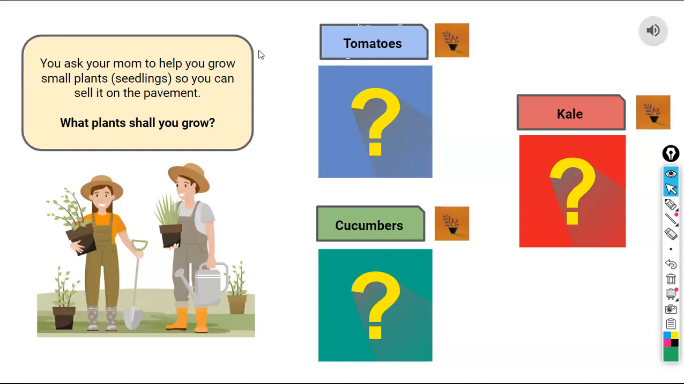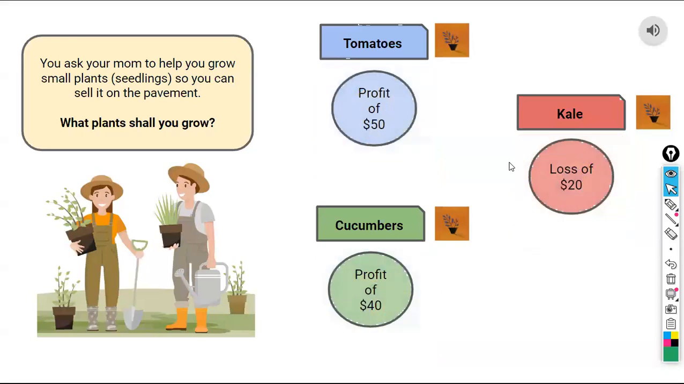All right, let's see. It seems like the tomatoes was a pretty good idea. $50 profit, so tomato people add food there. Cucumbers, not bad. $40 profit, but the kale, in case you all don't know, kale is really difficult to grow. All right, so you did a loss of $20. So kale people minus 20. Let's move on.